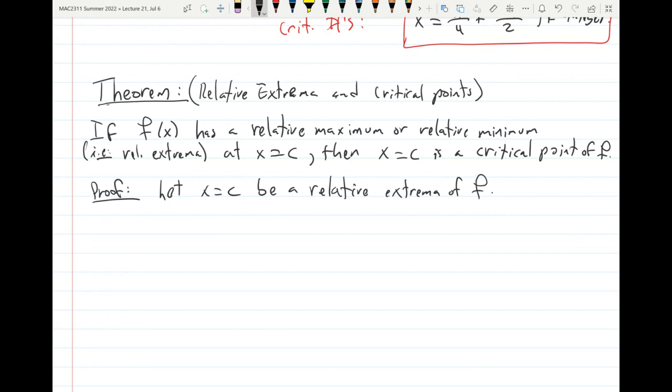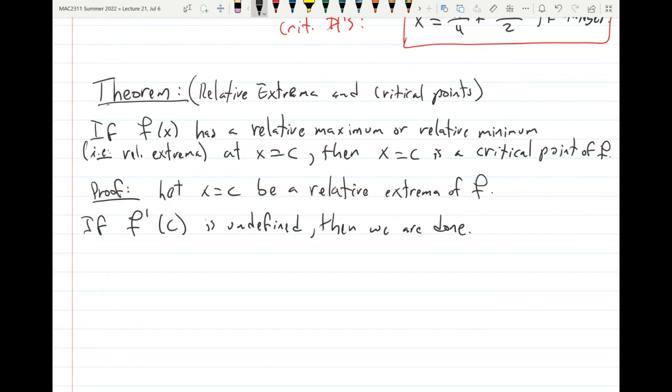Now, there are two cases. Either the derivative of f is defined at c or not. If it's not defined, we're done, because then we satisfy one of the conditions of critical point. So what's interesting to see is what happens if it is defined. If it is defined, we need to argue that it better be 0. Right? That's what we need to do. So if f prime of c is undefined, then we're done. Then that means that we have a critical number in our hands, right?